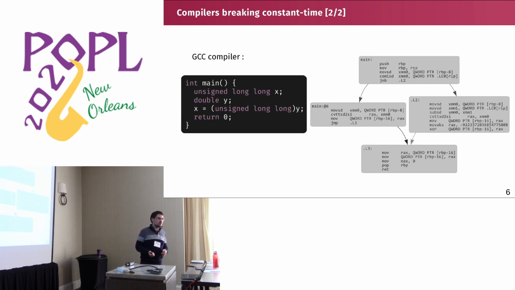Second example, this time with the GCC compiler, we have a very simple program. I've declared two variables x and y. The first one is an unsigned long integer. The second one is a float value. And I just cast the second one into the first one. And here on the right is the produced assembly code. So again, there are two branchings, and that's something that we want to avoid in a compiler.